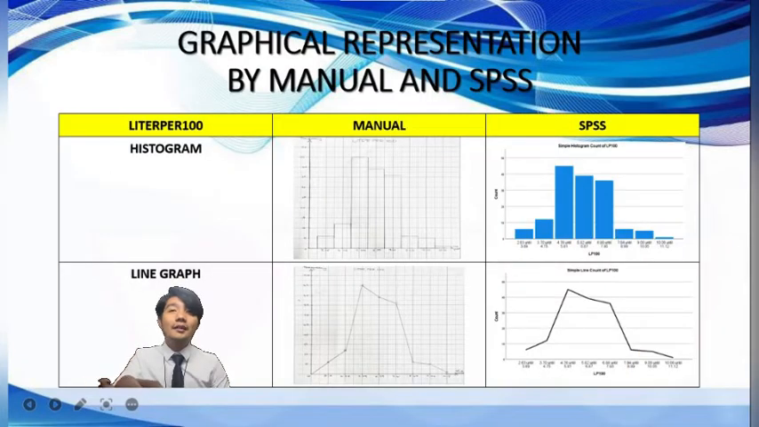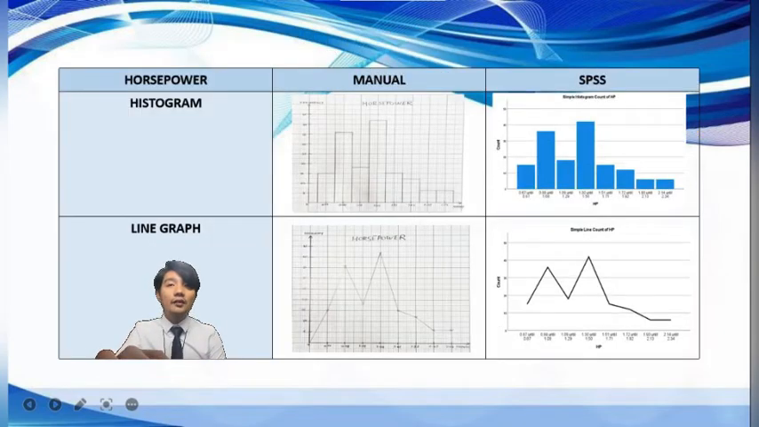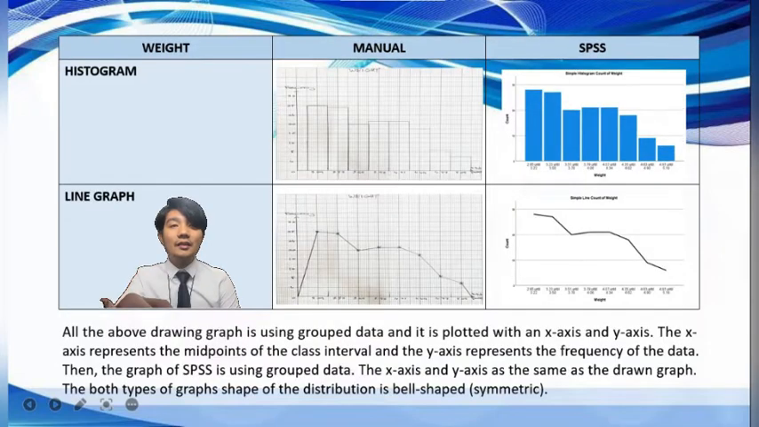Next, graphical representation by manual and SPSS. All the graphs drawn above use grouped data and are plotted with an x-axis and y-axis. The x-axis represents the midpoint, the same as in the drawn graph. Both types of graph have a bell-shaped distribution, which is symmetric.